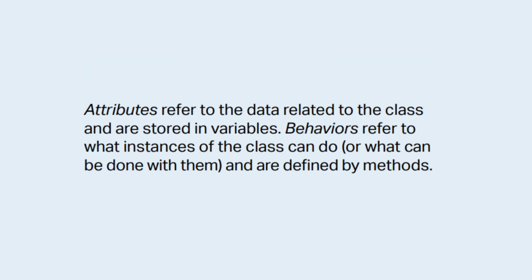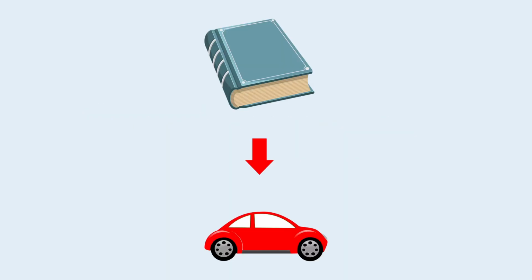Attributes refer to the data related to the class and are stored in variables. Behaviors refer to what instances of the class can do or what can be done with them and are defined by methods. For this, let's think of a car object that was created using a class.